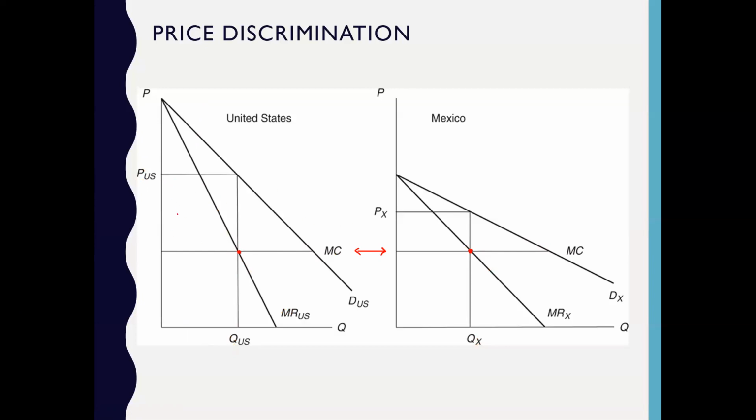And the profits are higher than those obtained with uniform pricing. So you can imagine that if the price in the US was uniform to the price in Mexico, this would be our profit in the US, and this would be the profit in Mexico. So we'd lose this box up here. All right, make sense?